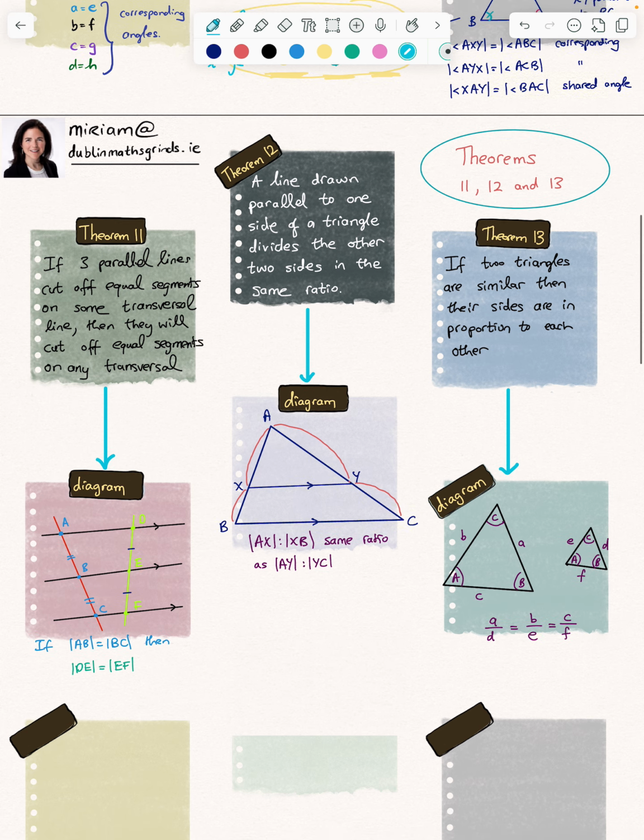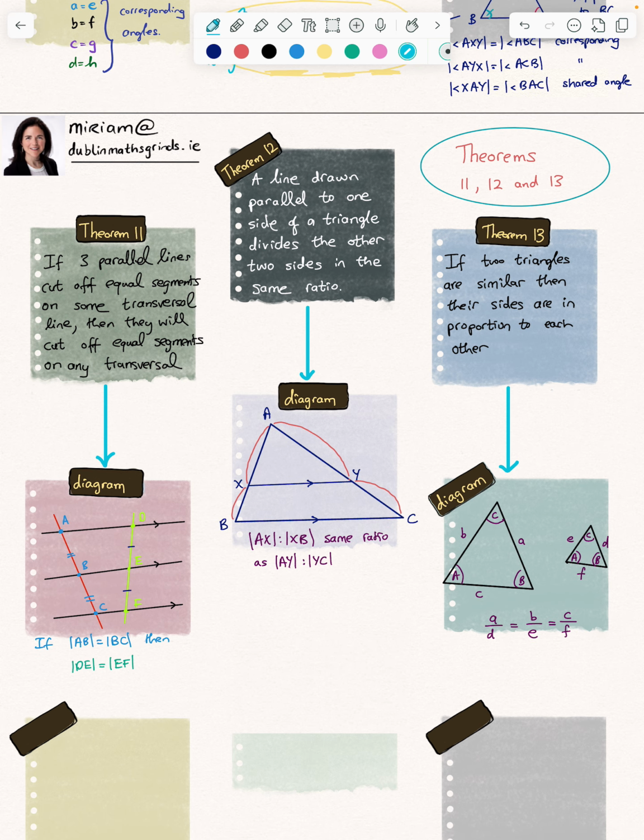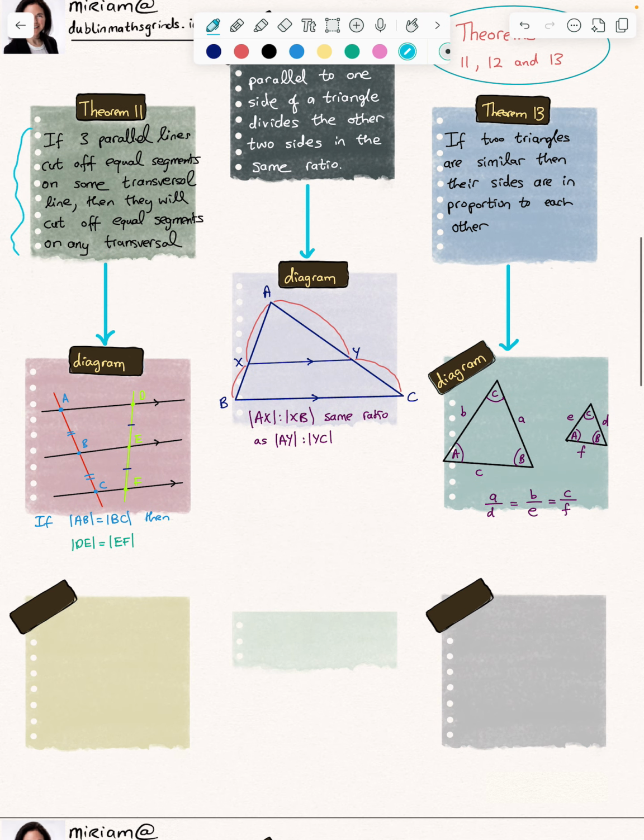Okay, then on to the three theorems that you need to know, and the proofs are in the drive along with the recorded proofs. Theorem 11: if three parallel lines cut off equal segments on some transversal, then they will cut off equal segments on any transversal. So watch out for that. If you have three parallel lines, and a line going across like that red one, ABC, if AB is equal to BC, then if you draw any other line across, it will divide that line into equal pieces.